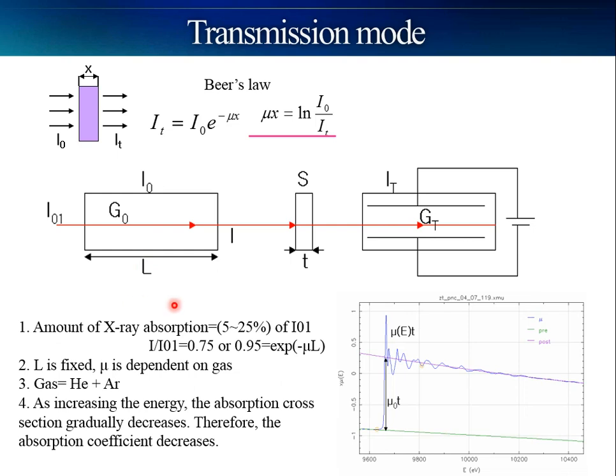Before the XAFS experiment, you must check the gas with the operator at the synchrotron. Generally, the amount of X-ray absorption in the chamber is controlled to be 5 to 25% of the initial intensity.